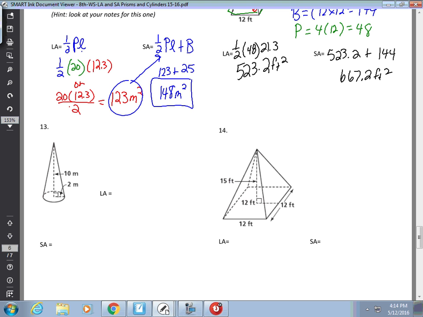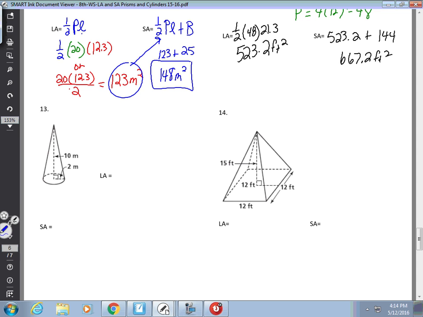So on 13, now we're dealing with the cone. Different formula. Lateral area is pi RL, and the total surface area is that lateral pi RL plus pi R squared. So really all I need is the radius and the slant height. But because this 10 is the height, to get the slant height, that right there, it's missing, we're going to do Pythagorean Theorem.